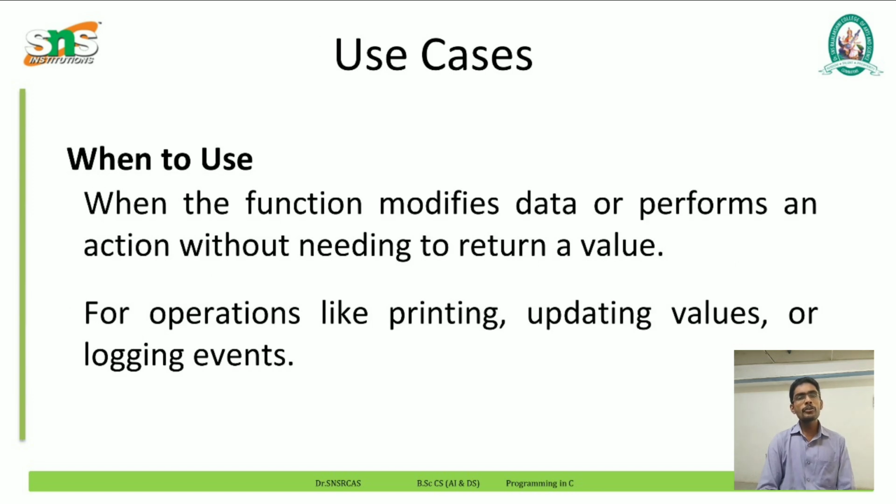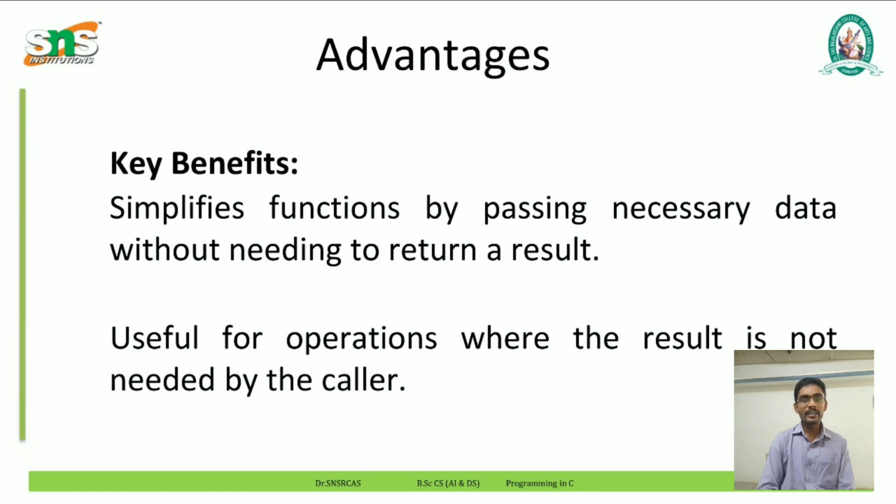You can use functions like this when the function modifies data or performs an action without needing to return a value. The function gets input from the user in the function call, and the user input values are passed as an argument list to the called function. The called function receives the input from the calling function and processes the data for operations like printing, updating values, or logging events, and performs the work inside the function definition using those inputs. It will not return any values to the function call.